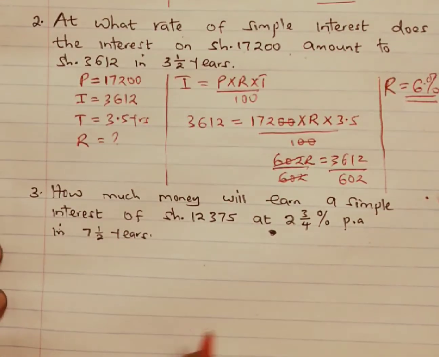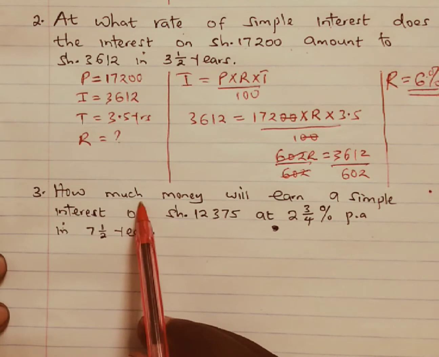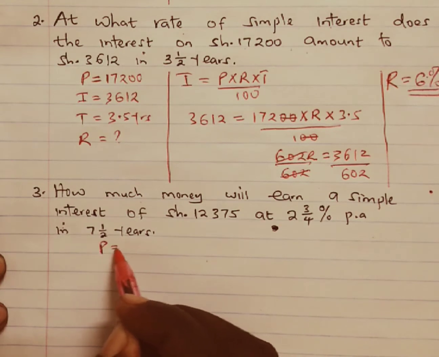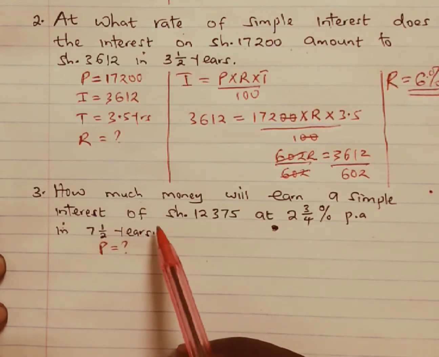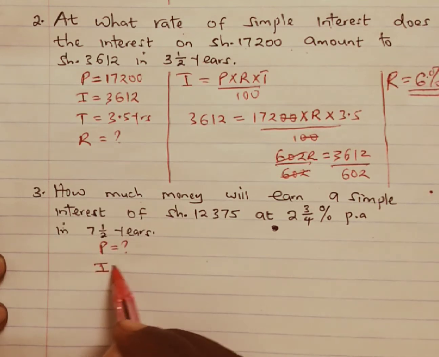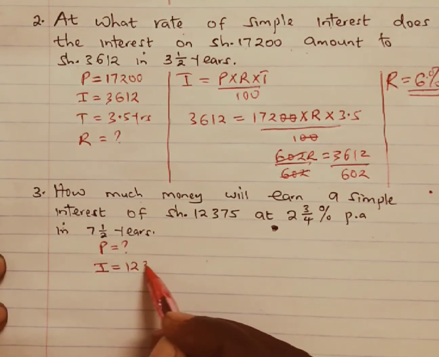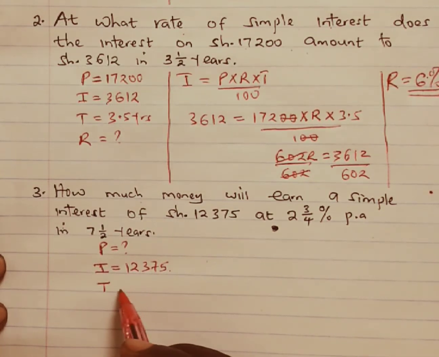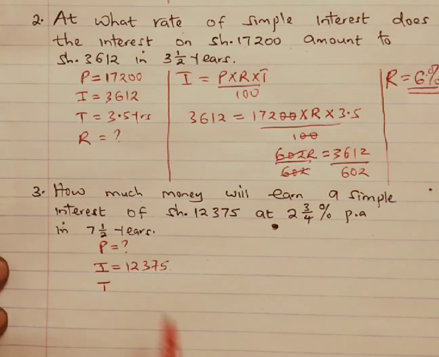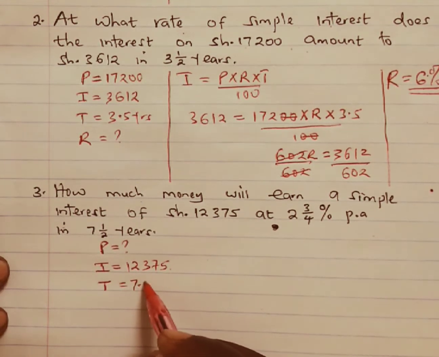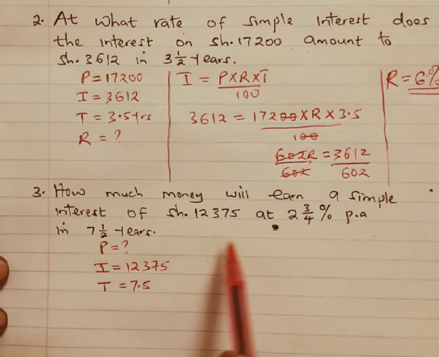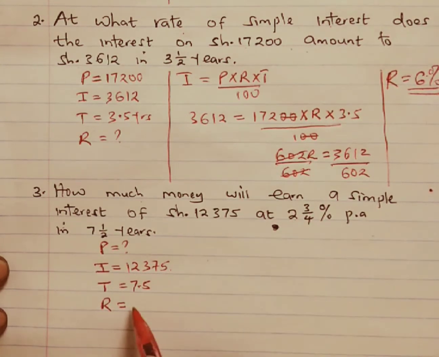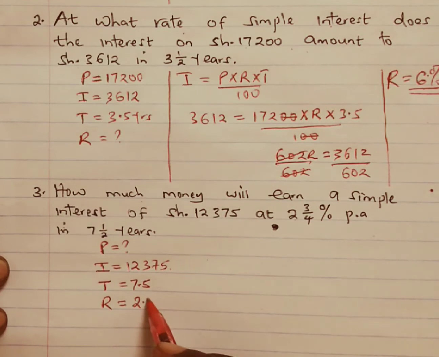We can still move down and look at another question. How much money will earn a simple interest? How much here we are referring to what we call the principal. We have been given interest of 12,375 Kenya shillings. We have also been given the time, and the time is 7.5 years, which translates to 7.5. And of course, the rate of interest R is equal to 2 and 3 quarters, as a decimal it becomes 2.75.